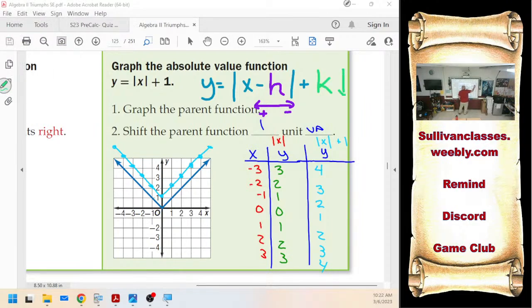K is up, down, regular land. Okay? I'm going to take that V, and I'm going to move that V left or right, up or down. Okay?